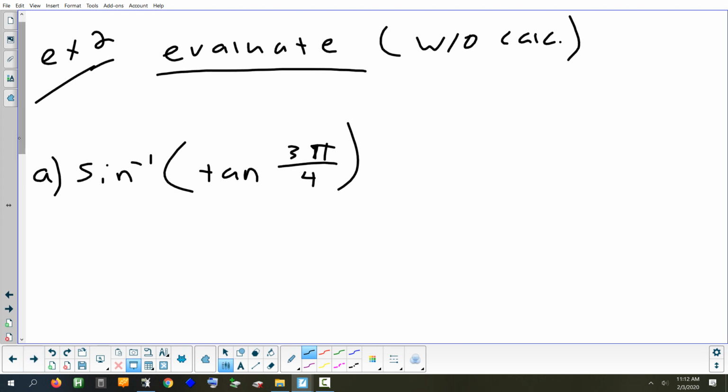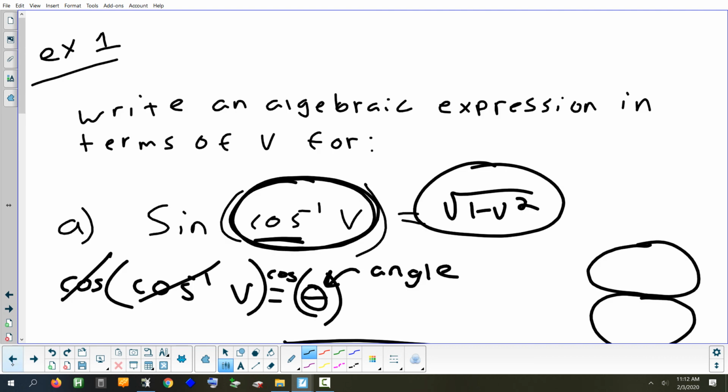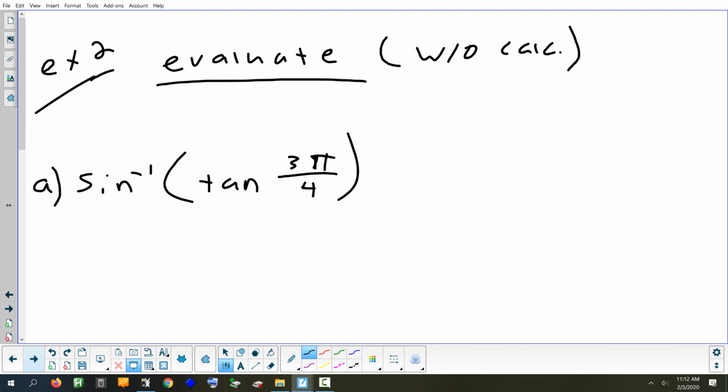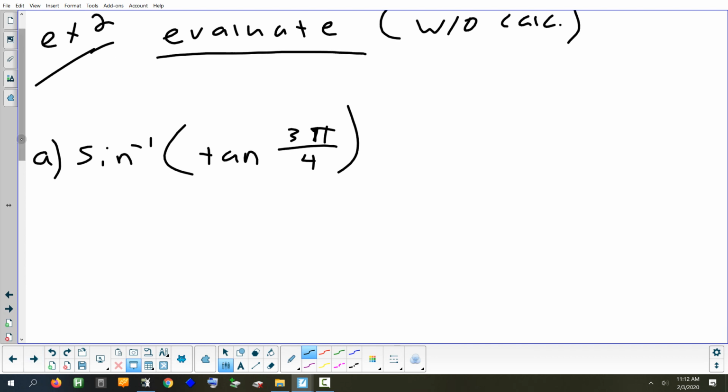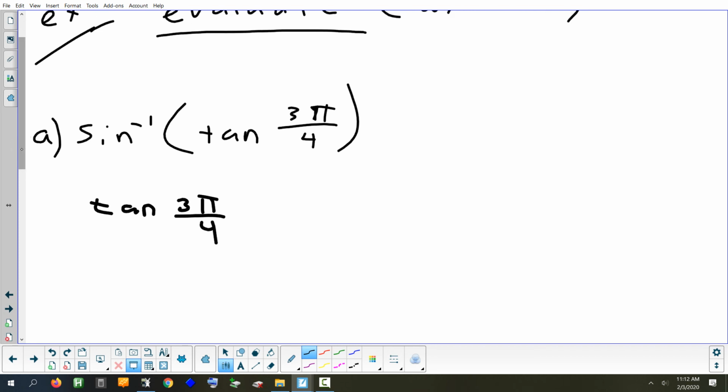Big difference between this problem and the last one. Regular was on the outside, inverse was on the inside. This time inverse is on the outside. This is not the same kind of problem. It's different. So let's start with the tangent of 3 pi over 4. My first goal is to figure out what the tangent of 3 pi over 4 is.